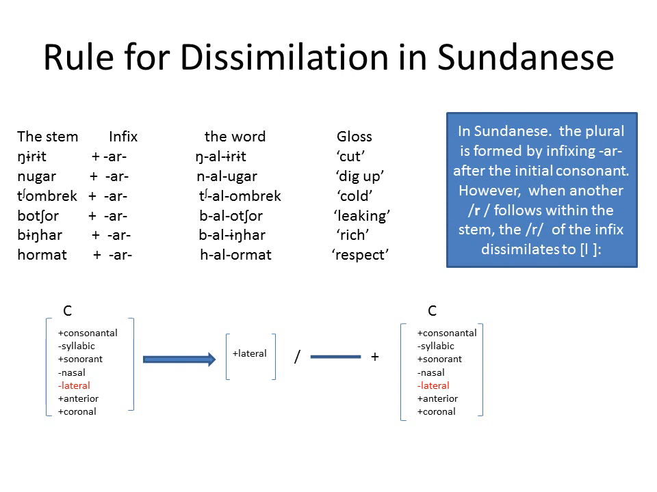And when the stem consonant influences the infix consonant, the result is the opposite with respect to the lateral feature. That's why we have plus lateral, even if the underlying representation of both consonants is minus lateral. This is an example of dissimilation.